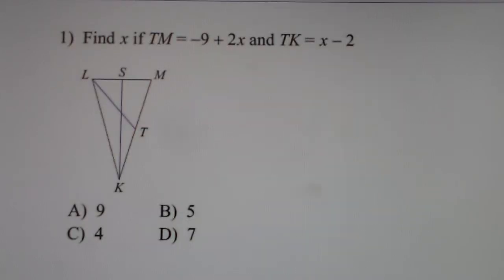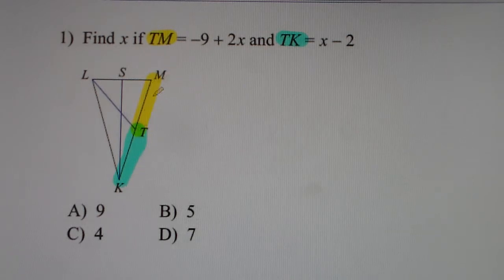Problem number one says find x if TM is equal to -9 plus 2x and TK is equal to x minus 2. Now TM, let's highlight this in yellow here. TM is the measure between here and there. So it's half of length KM. So TM is one of the small ones. Now TK, which we'll do in blue, TK is the other half of KM.